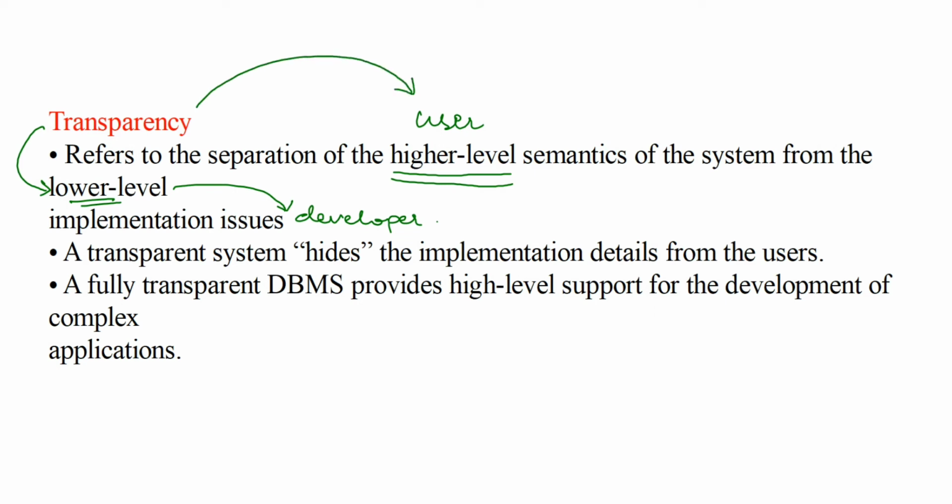A transparent system hides the implementation details from the user, just like we covered in the previous point. Now, a fully transparent database management system provides high level support for the development of complex applications. If the user does not see the implementation details, development can become easy, because the users do not need to worry about where the data is stored or how it is coming to them.